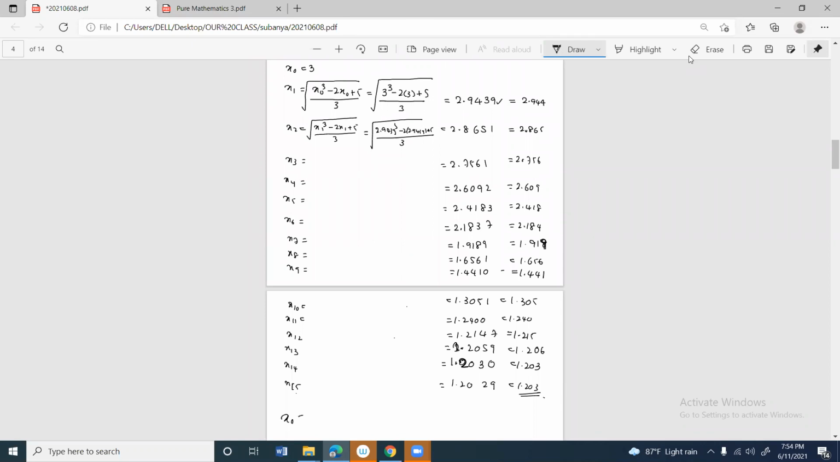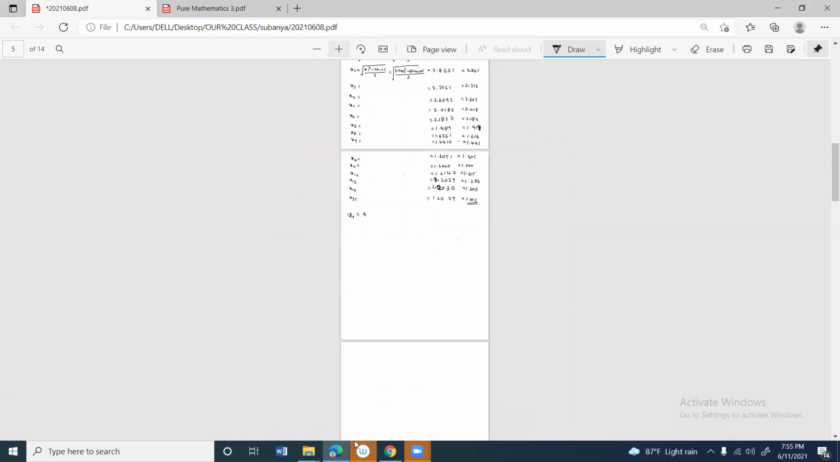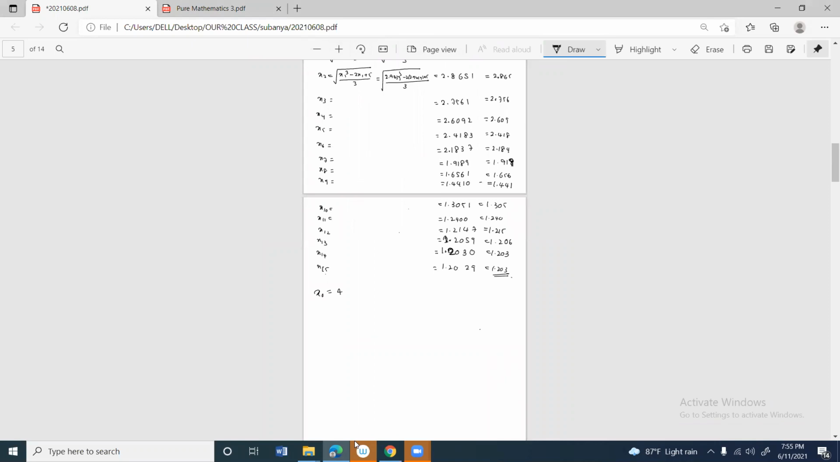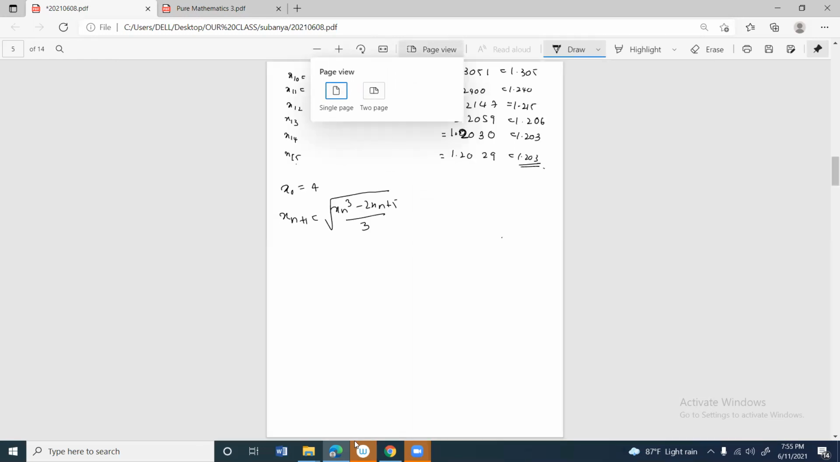What we need to understand is what happens if you start with x naught equals 4. Let's see. The function is x n plus 1 equals the square root of (x n cubed minus 2 x n plus 5) over 3. That was the equation we need to use.